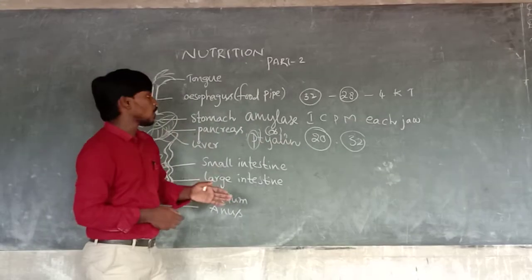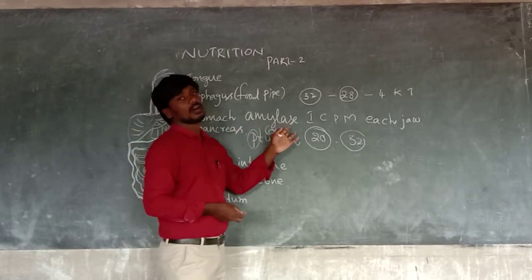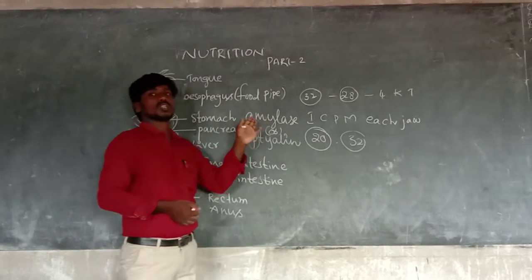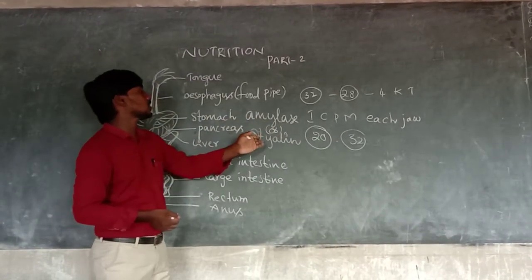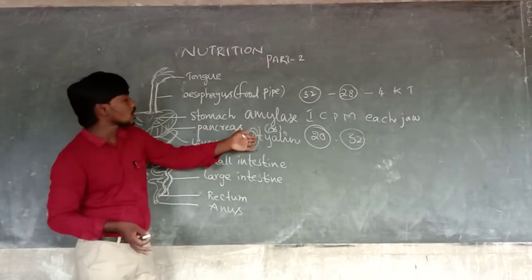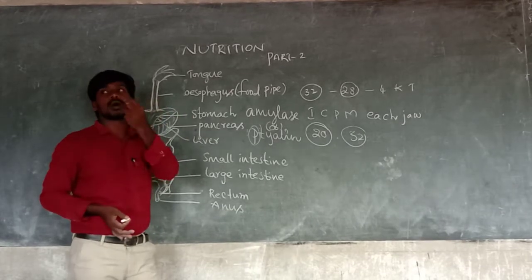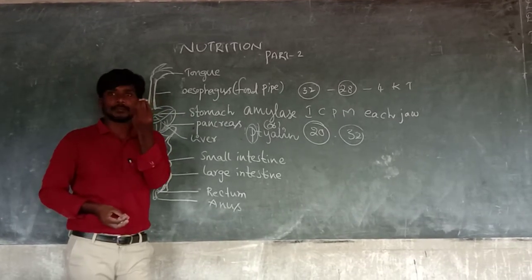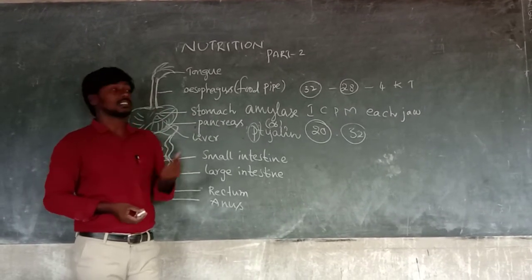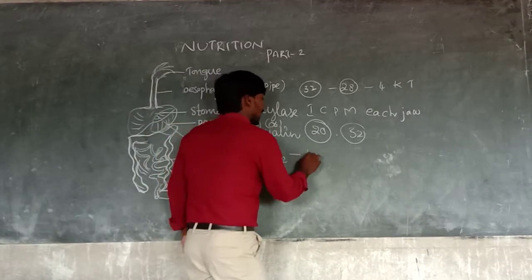Okay. So in the mouth, the salivary glands release saliva. The saliva releases amylase or ptyalin. With the amylase or ptyalin, the food will be converted into very small particles or very small pieces. That piece is called chyme.